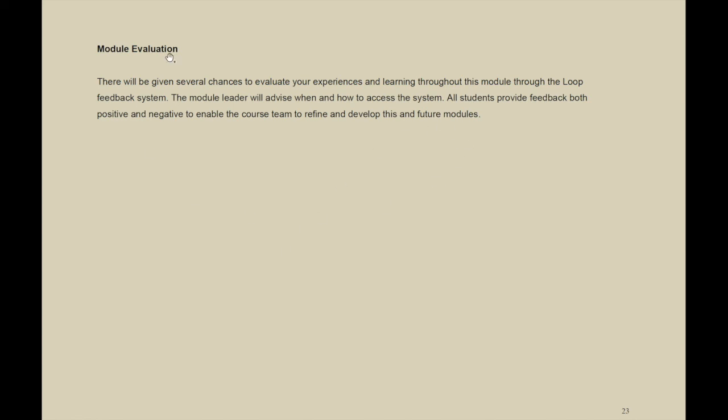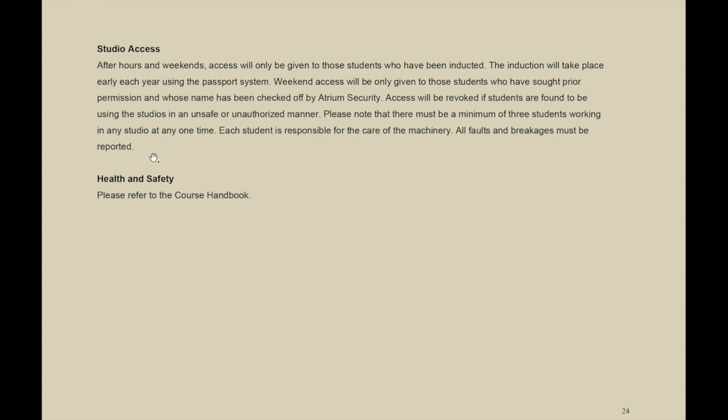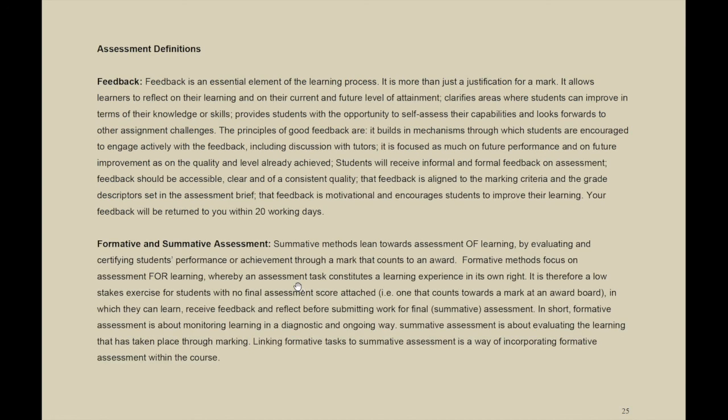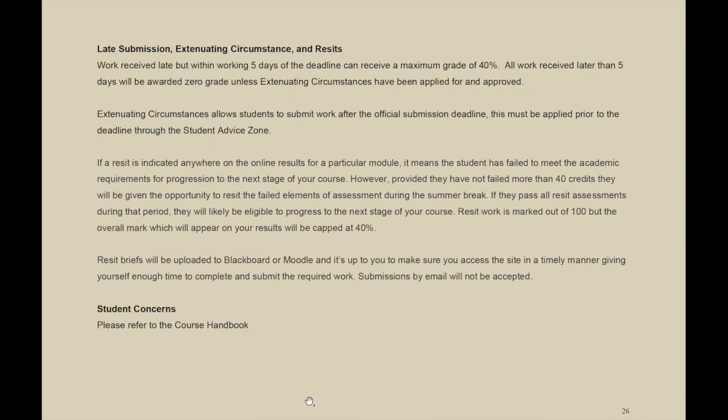And as usual, you'll be given a chance to use the loop system. We'll obviously be discussing Studio Access as much as we possibly can this term. But at this stage, no difference to what you had last term. And you can read all of these, like every other handbook, as you go along.